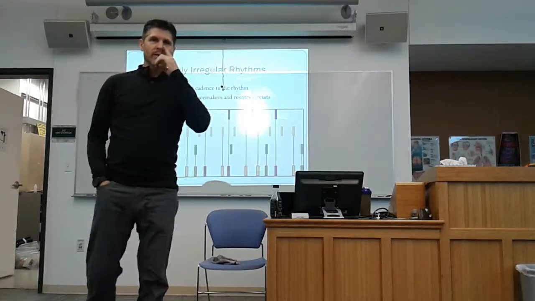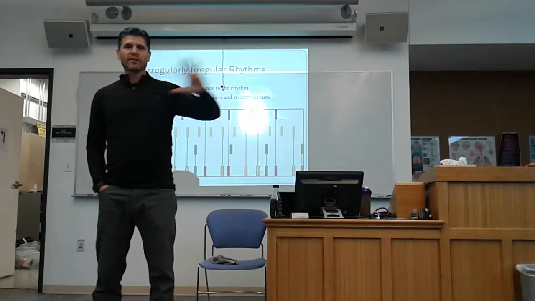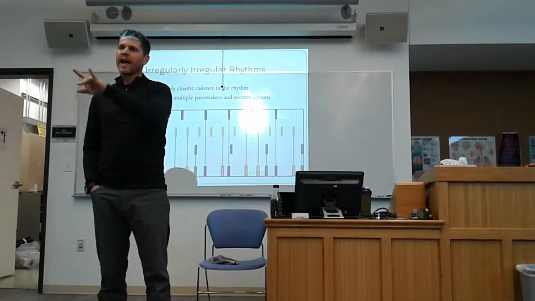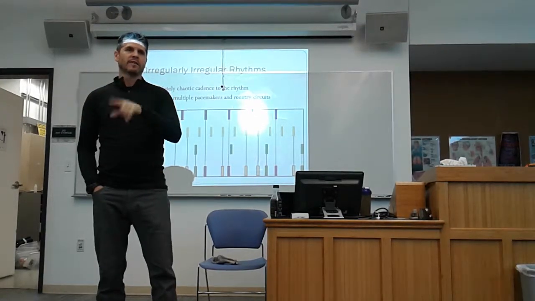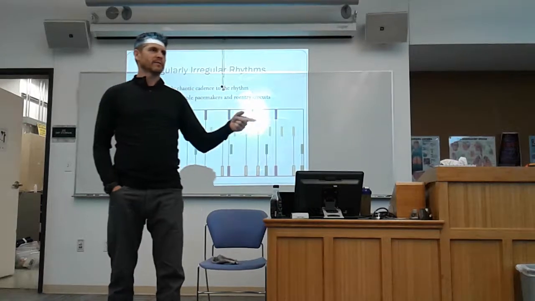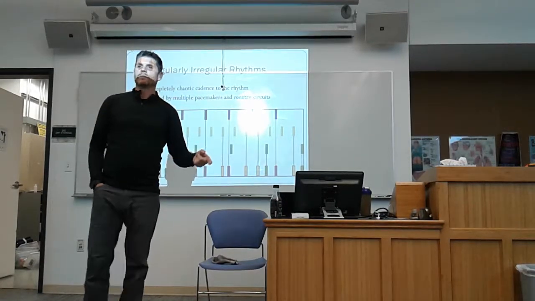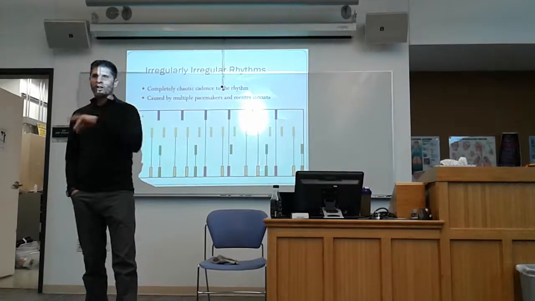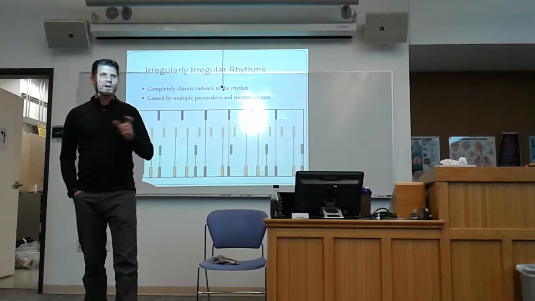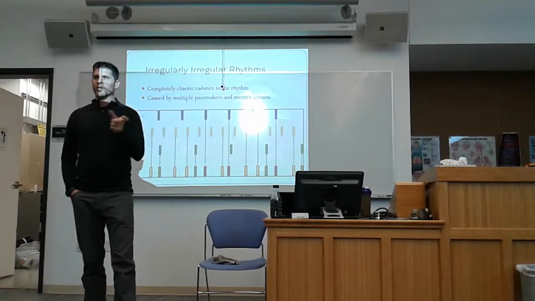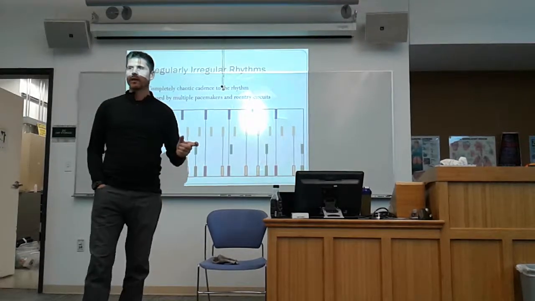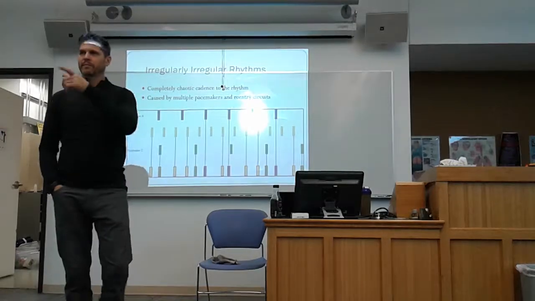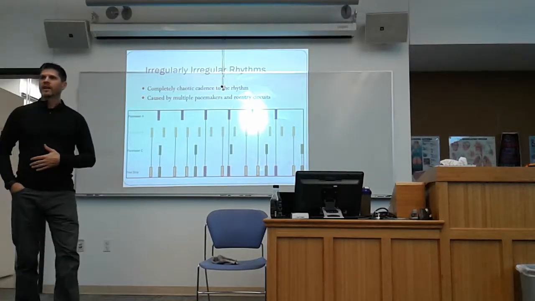If I have a rhythm that is irregular when I look at it, but when I caliper it out I have patterns to it, then it's regularly irregular. And if I look at the rhythm and there's no pattern to it, it's all different, everything looks weird in terms of where the QRSs are landing, they're landing all over the place, then I have an irregularly irregular rhythm. Something like AFib would be irregularly irregular.